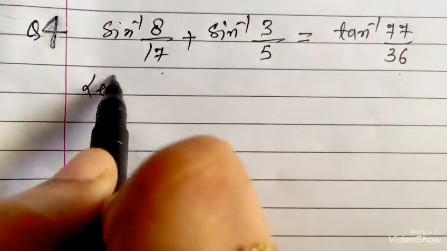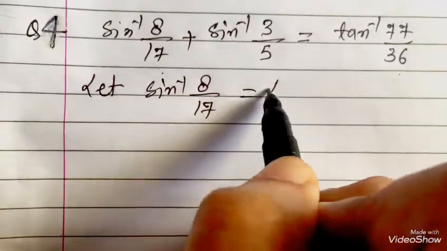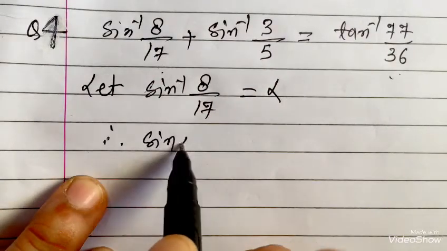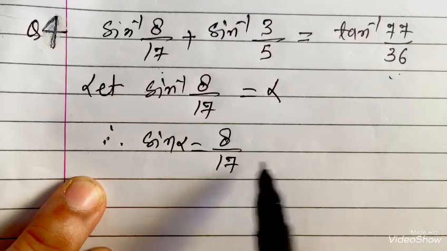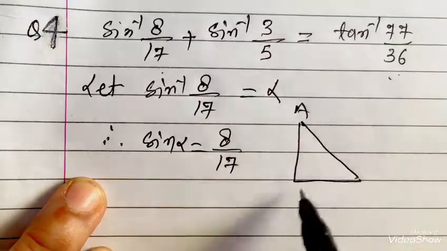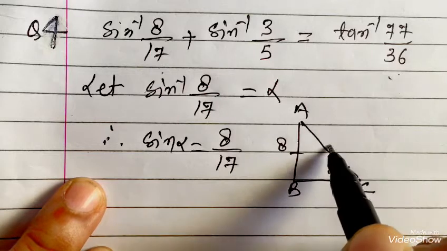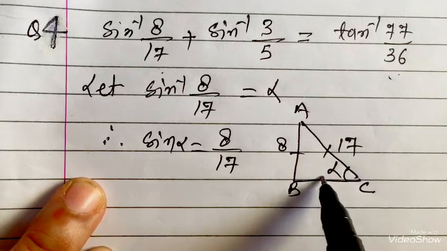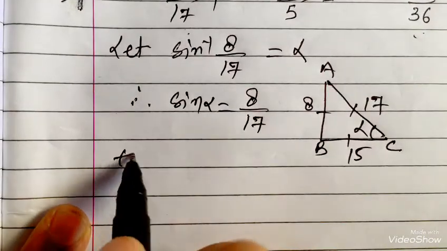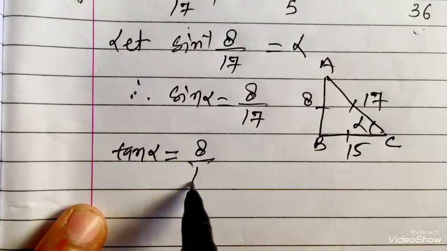So, let sin inverse 8 by 17 is equal to alpha, so that sin alpha is equal to 8 by 17. And now by the triangle method, we can find tan alpha. It's alpha. Here it's 8 and it's 17. By Pythagoras, student, you will find it's 15. So tan alpha is equal to 8 by 15.